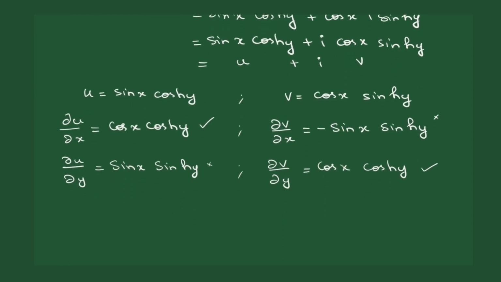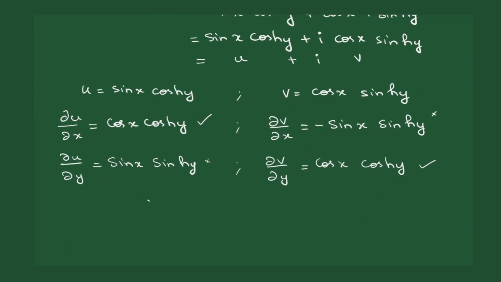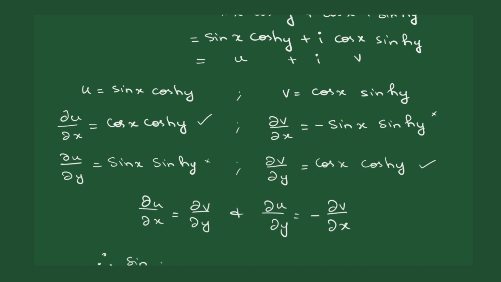Okay. So what we can conclude here is dou u by dou x is equal to dou v by dou y and dou u by dou y is equal to minus dou v by dou x. Moreover, all the first order partial derivatives are continuous, and hence we can conclude that the function sin z is an analytic function.